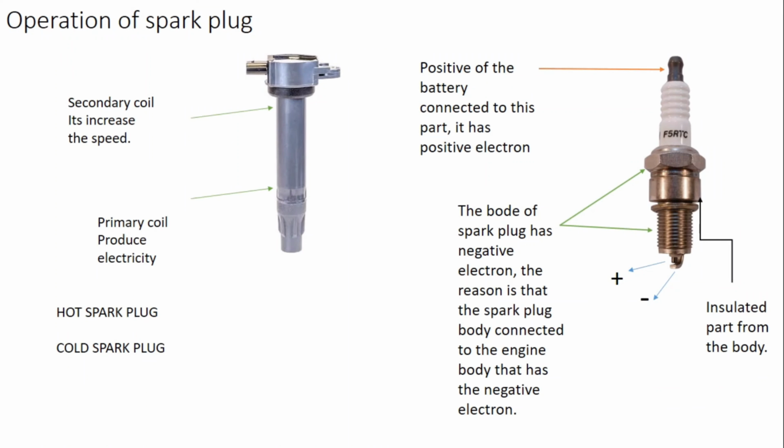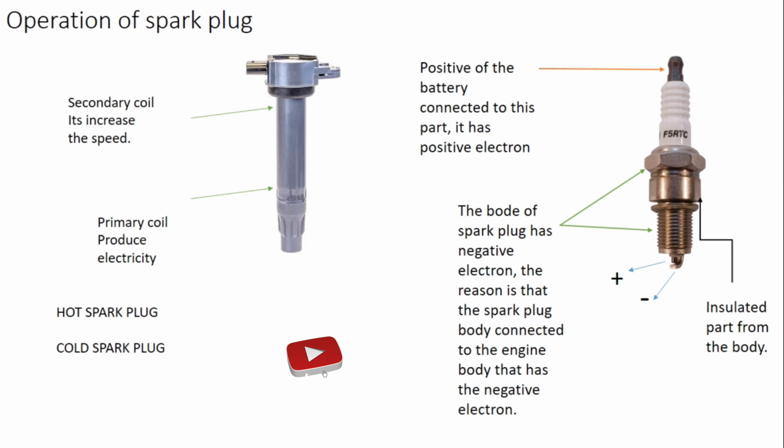This is Hybrid Plus channel and I want to talk about the operation of the spark plug. First of all, let's see how the spark happens. It's because of the random movement of electricity, or it can be because of a loose connection, and if there is any gap between the positive electrons or negative electrons.